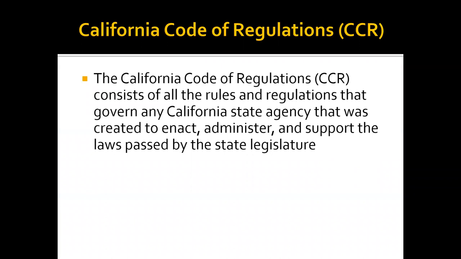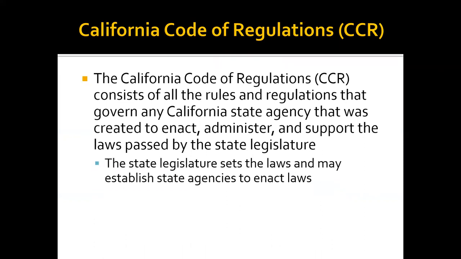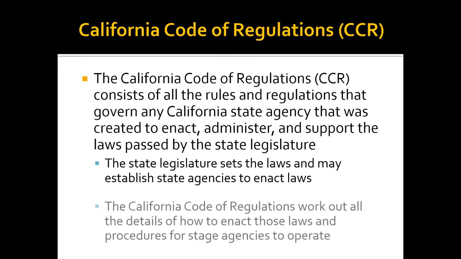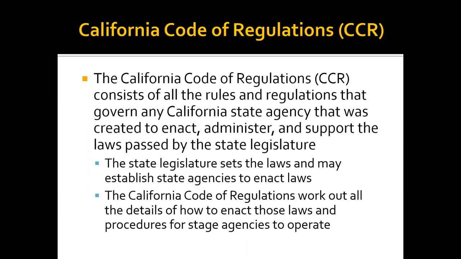The California Code of Regulations consists of all the rules and regulations that govern any California state agency that was created to enact, administer, and support the laws passed by the state legislature. So what does that mean? Basically, the state legislature sets the laws, and then some laws may require a state agency in order to enact those laws. So the state legislature will also create state agencies, and they tell them, look, you're responsible for these laws. So the California Code of Regulations works out all the details of how to enact laws that have been passed, and it sets the procedures for state agencies to operate.